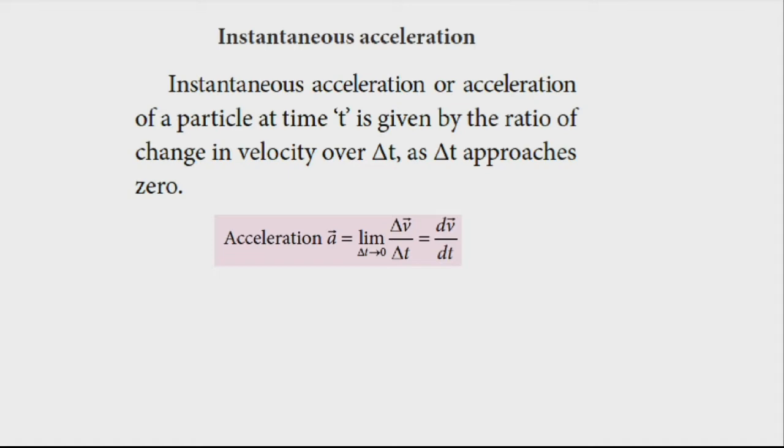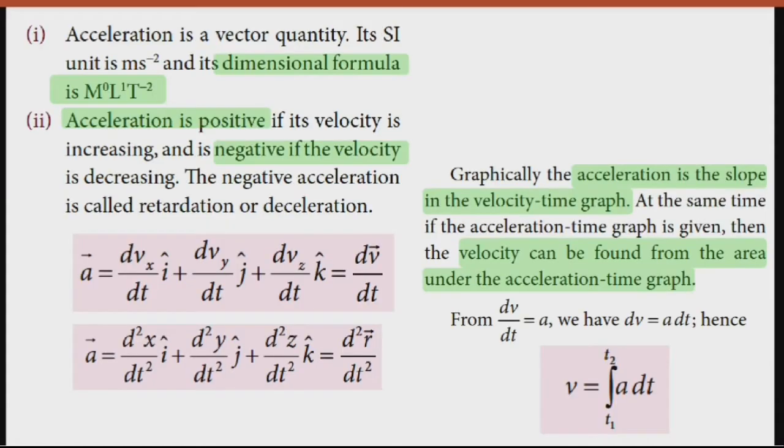Instantaneous acceleration. Instantaneous acceleration, or acceleration of a particle at a time t, is given by the ratio of change in velocity over delta t as delta t approaches 0. So acceleration a vector is equal to limit delta t tends to 0 of delta v vector by delta t, which is equal to dv vector by dt. Acceleration is a vector quantity.